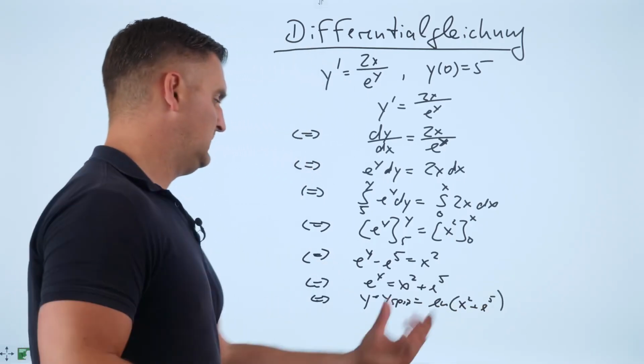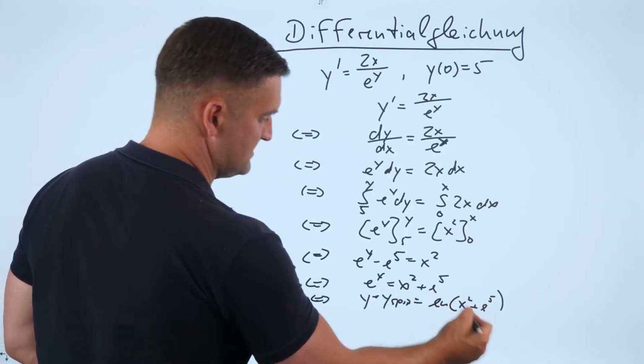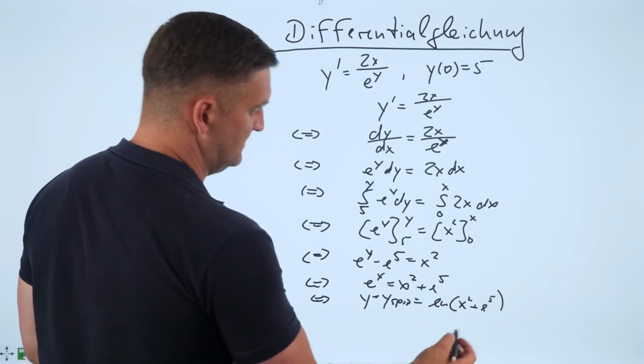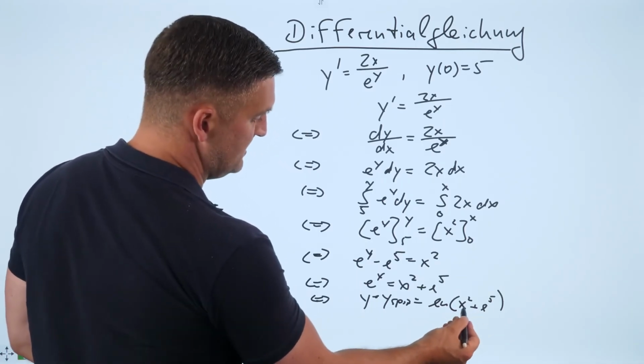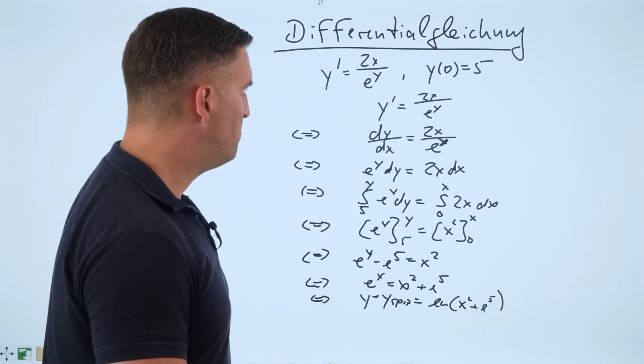If you also need to specify the domain of ln, what's inside here has to be greater than 0. And that's the case for all real numbers. We see here x squared and e to the power of 5 are positive either way.